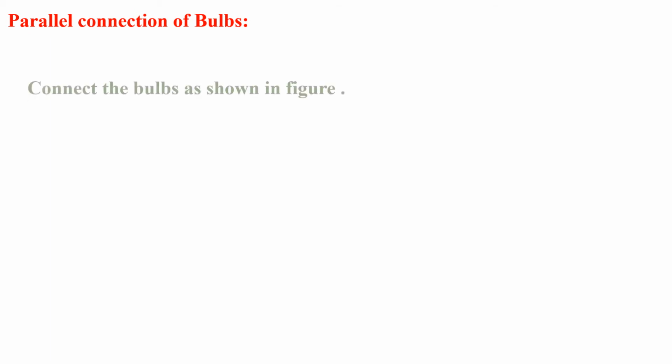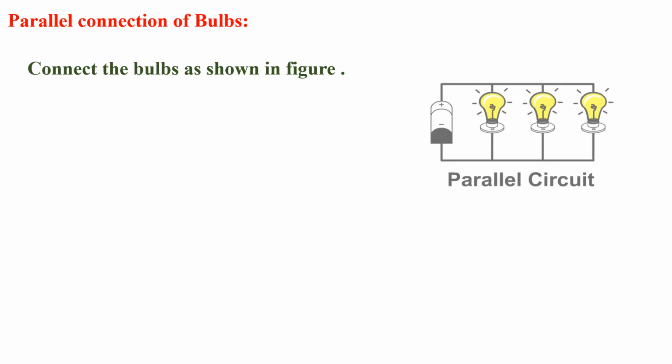Now that was about series connections. I told you there are two types of connections. One is series connection and one is parallel connection. Now let us see the parallel connection. Parallel connections of bulbs. Connect the bulbs as shown in this figure.